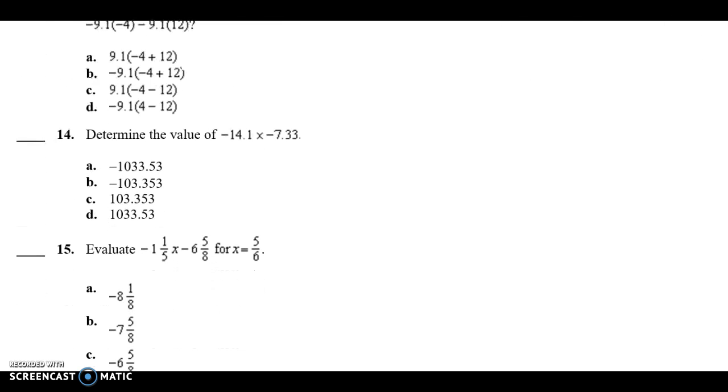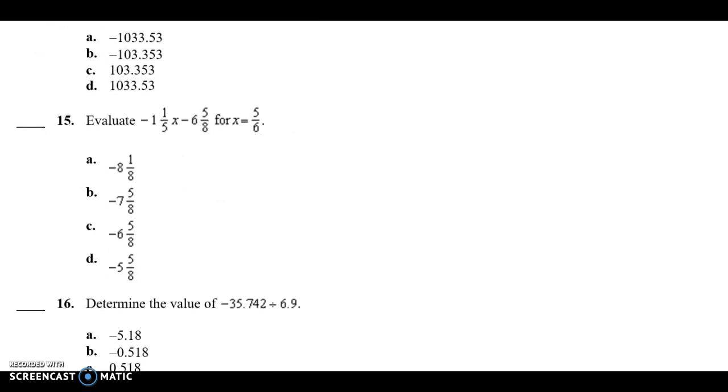Number 14. Determine the value of negative 14.1 times negative 7.33. A. Negative 1033.53. B. Negative 103.353. C. 103.353. D. 1033.53.